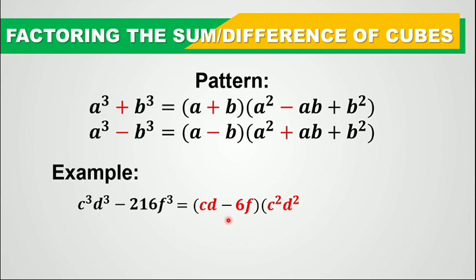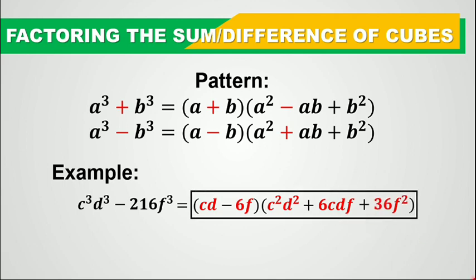And then since this is minus, the second term of the second factor should be plus. And then just multiply them. So cd times 6f, that's 6cdf. So again, arrange the variables in alphabetical order as much as possible. And then plus the square of the second term or the last term of this binomial, 6f, that's 36f squared. And this is now the answer for this particular example. Easy, right? It's really easy to factor a sum or difference of cubes.